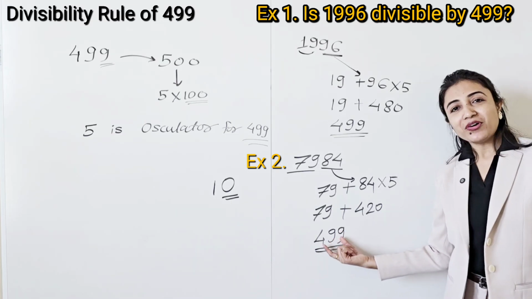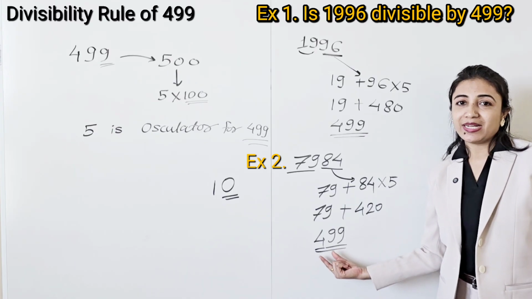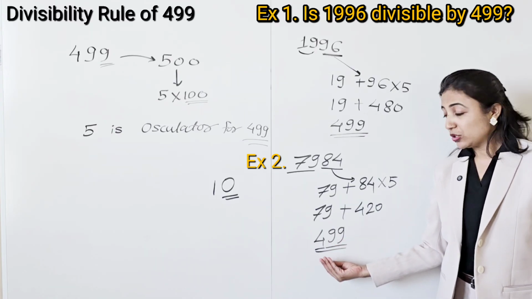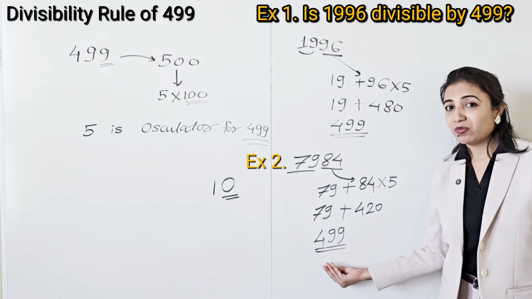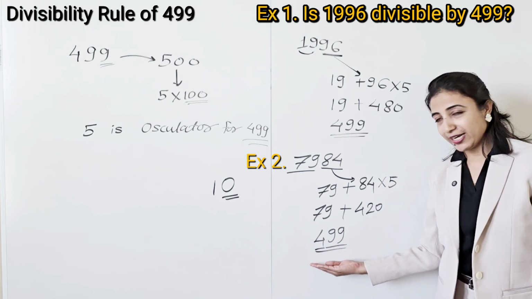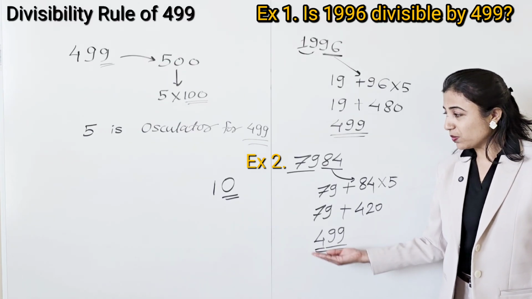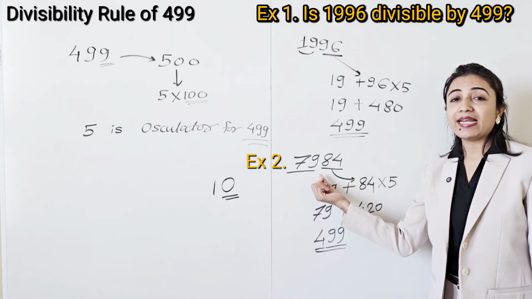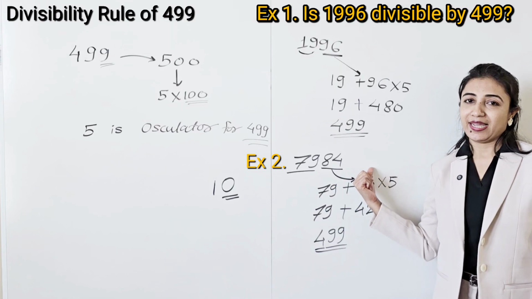And here 499 is divisible by 499. It is not necessary that we always get 499; it might be a multiple of 499. So luckily we are getting 499, and we know that 499 is divisible by 499. Obviously every number is divisible by itself. So that's why we can say our original number 7984 is also divisible by 499.